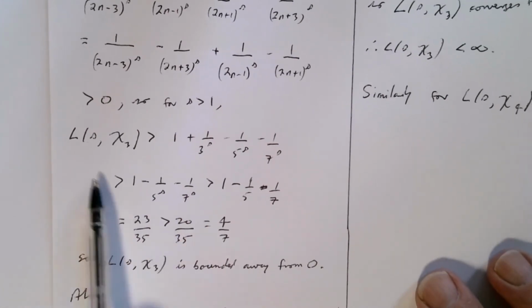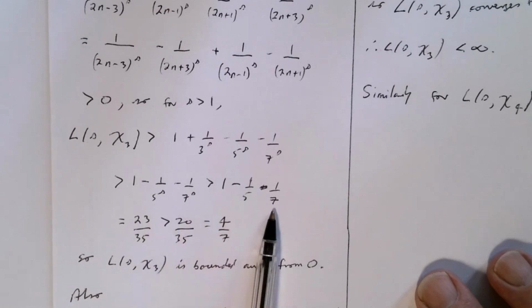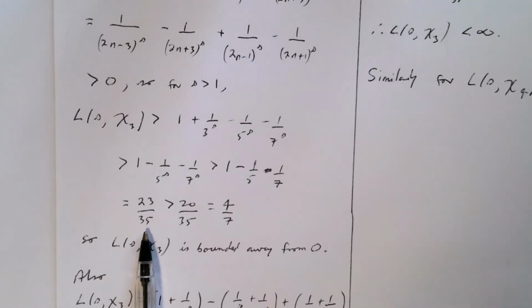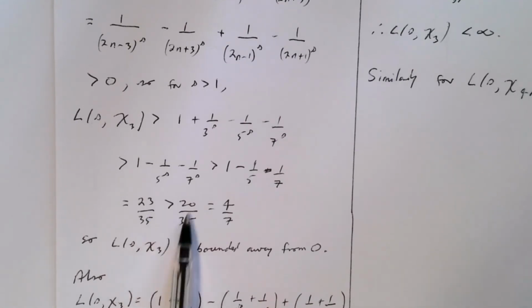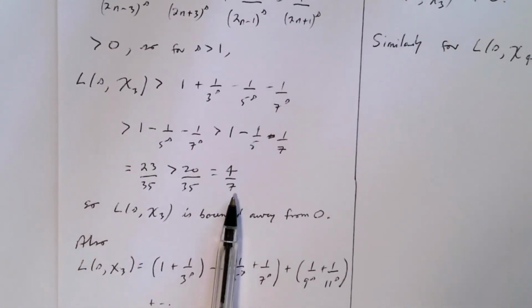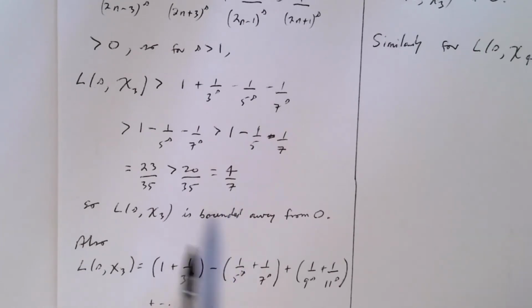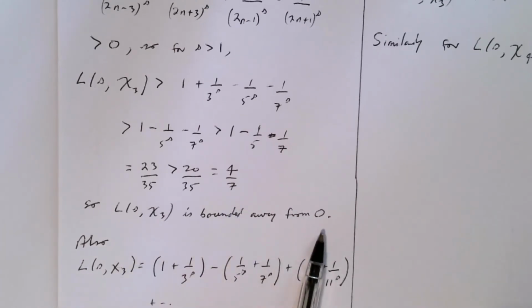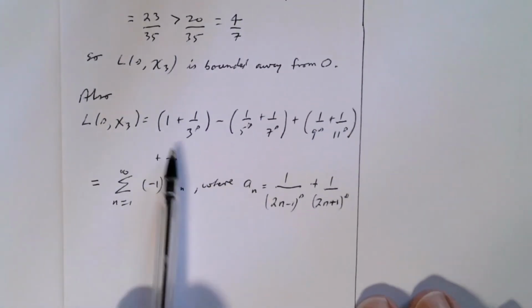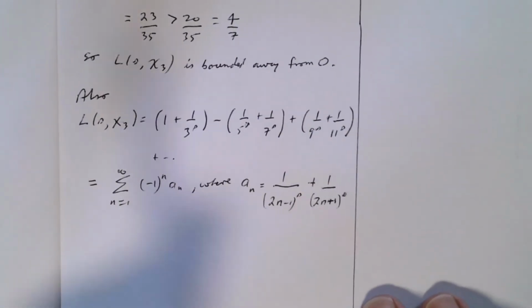And then I can say this is bigger than, I can toss the s away. And if you simplify that, you get 23 on 35. Well, just to make the numbers a bit nicer, I'm going to say that's bigger than 23 on 35, and that enables me to divide by 5, so it's 4 on 7. So that says L of s and chi3 is bigger than 4/7. And so that means it's bounded away from 0. I need to show that L of s and chi3 is finite. So again, we come back to the series here, plus dot dot dot.